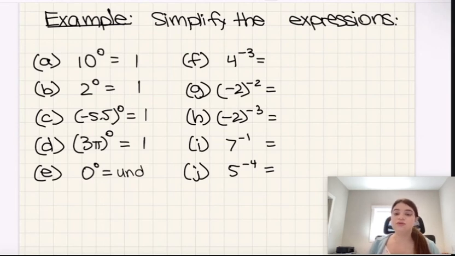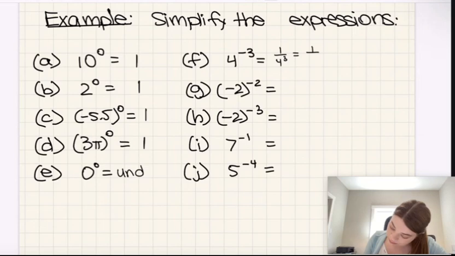Okay, let's do the second row now. 4 to the power of negative 3. Well, that's the same as 1 over 4 to the power of positive 3. And then 4 to the power of 3 in general is just 4 times 4 times 4. And that's 64. So the answer is 1 over 64 for this one.